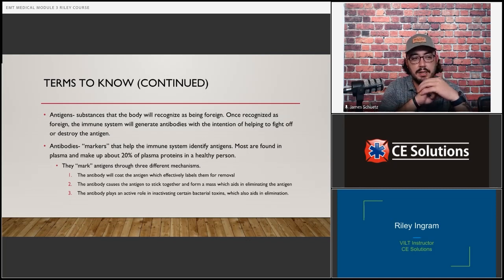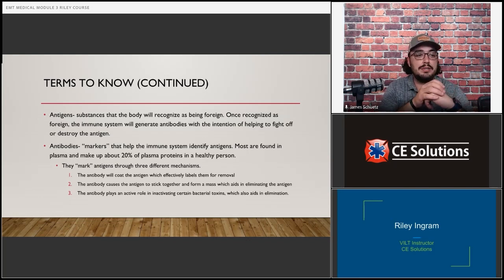Most are found in the plasma. They make up about 20% of the plasma proteins in a healthy person. They mark the antigens through 3 different mechanisms. The antibody will coat the antigen, which effectively labels them for removal. It's got some type of coating on it that's a different color than everyone else's. And they're like, not that guy, can't sit here. Let's get him out, right?